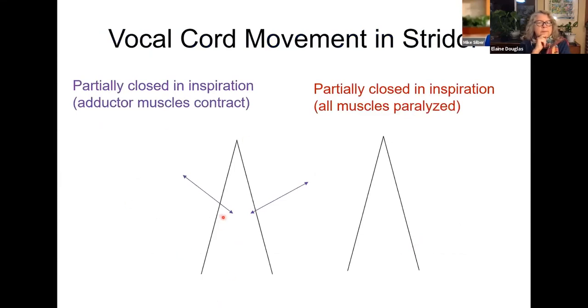Here's earlier in the illness. We're trying to breathe in, so the abductor muscles are trying to open the cord, but the adductor muscles are functioning as well, and the vocal cord becomes partially closed. And then later on, all the muscles are paralyzed, and the cords just sit very narrowly open at the time.